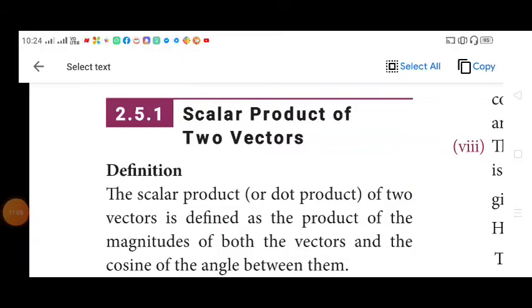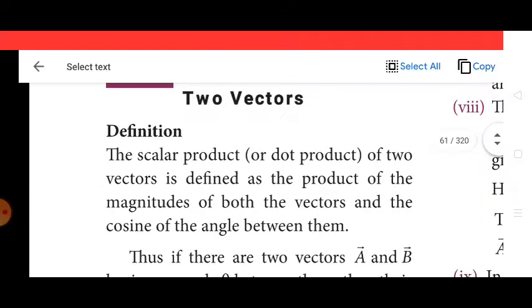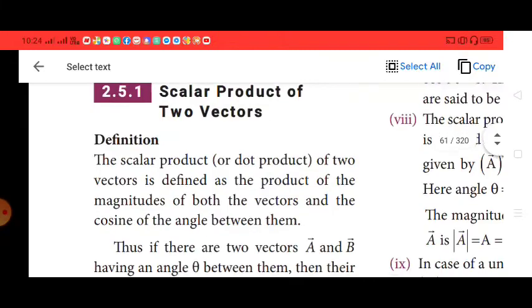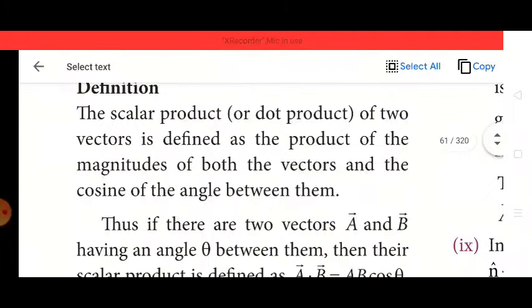This topic is a very important topic: scalar product of two vectors. The scalar product of two vectors, or dot product, is defined as the product of the magnitudes of both vectors and the cosine of the angle between them. Multiply the magnitudes of the two vectors, then take the cos theta of the angle between the two vectors.